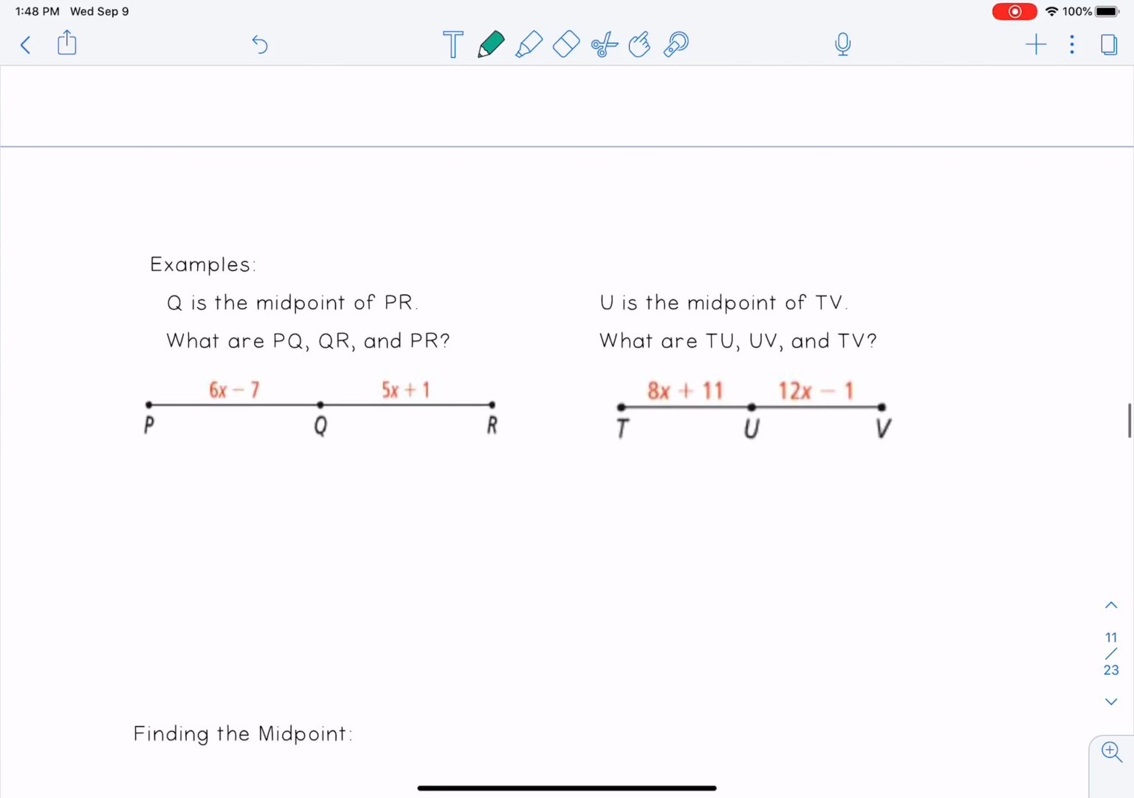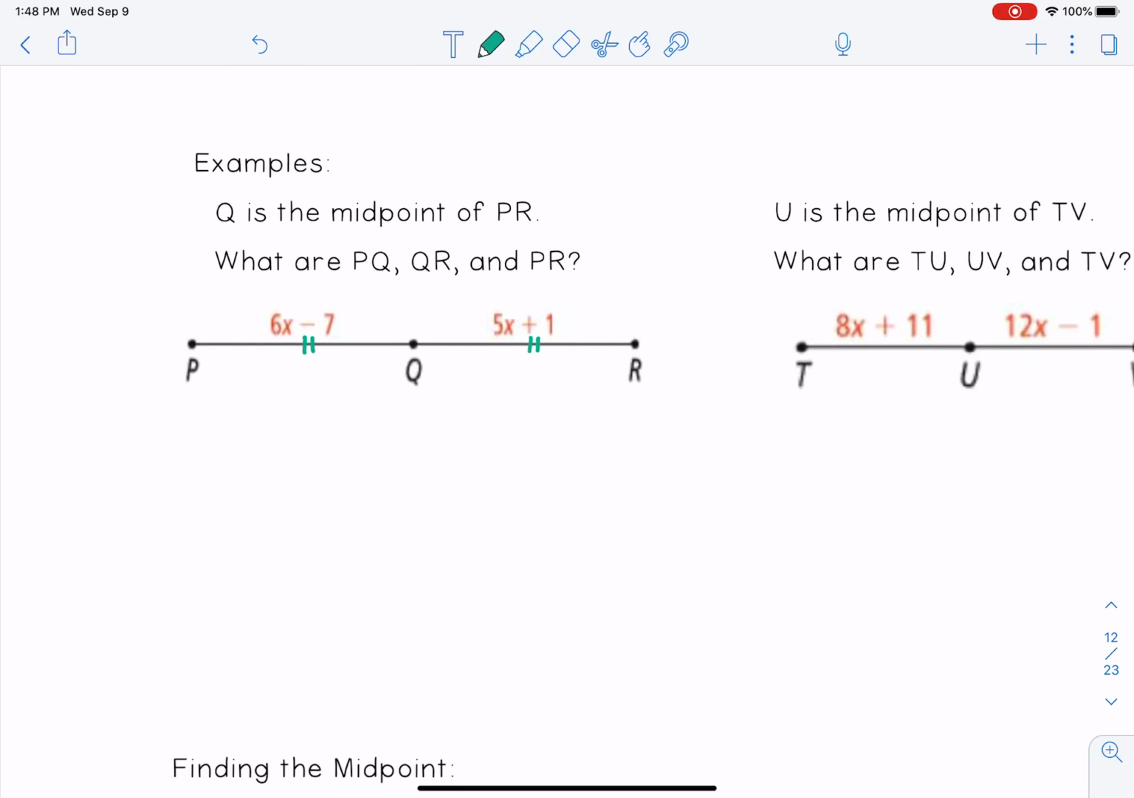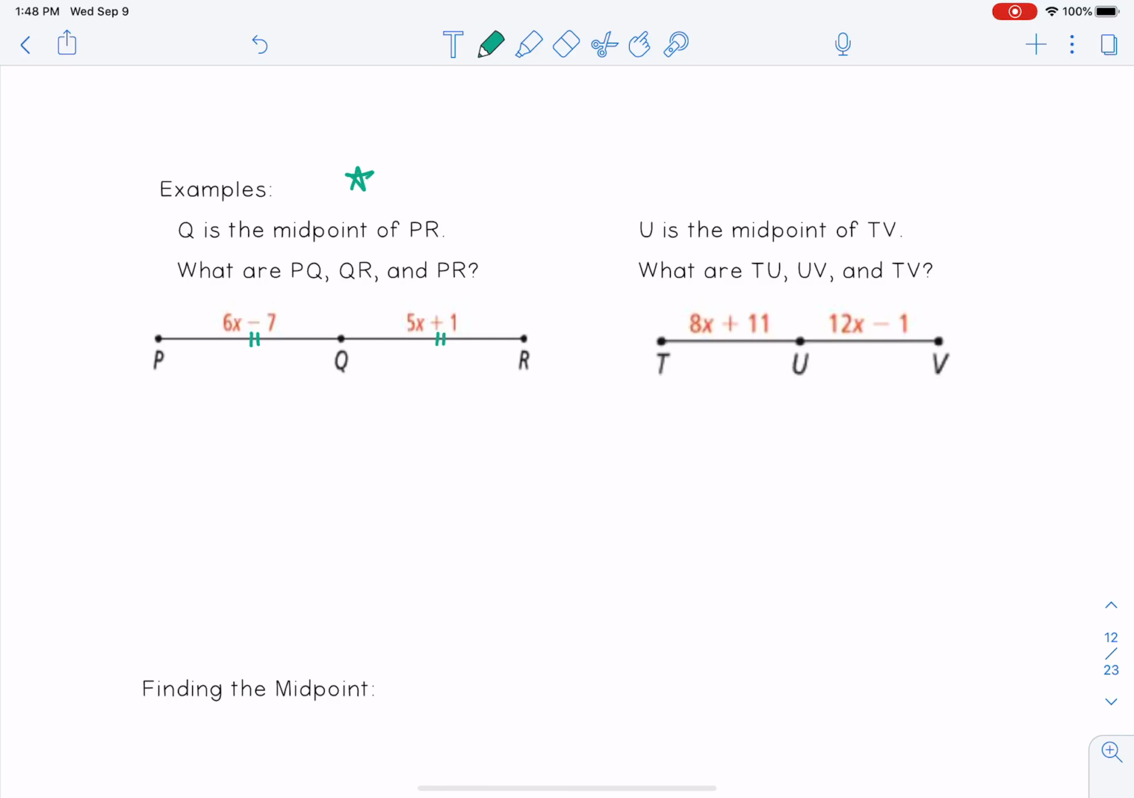So in this example, it says Q is the midpoint of PR. Right away when I hear that, I'm going to draw little tick marks the same on each side to show these two things are equal. And it says, what are PQ, QR, and PR? This brings me to my next very mathematical statement that we're going to see a lot in math class. If they're equal, set them equal.